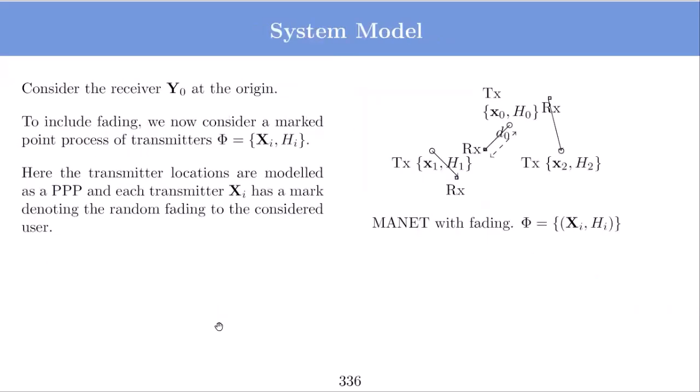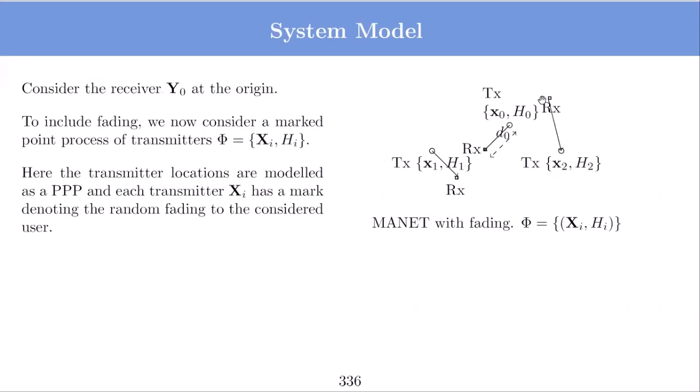So we start with a very simple case. In this first example, we are going to consider only the Rayleigh fading. So I'll talk about what our system model is here. The rest of the things are similar. You have a receiver at y0, and then there is a paired transmitter at x0.